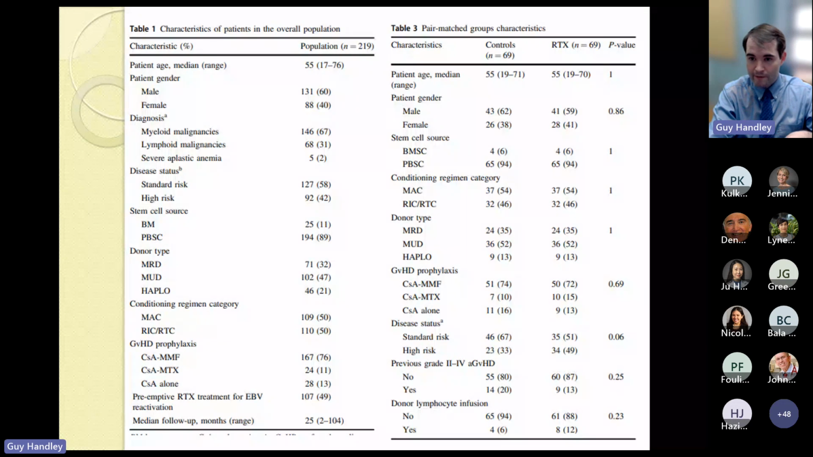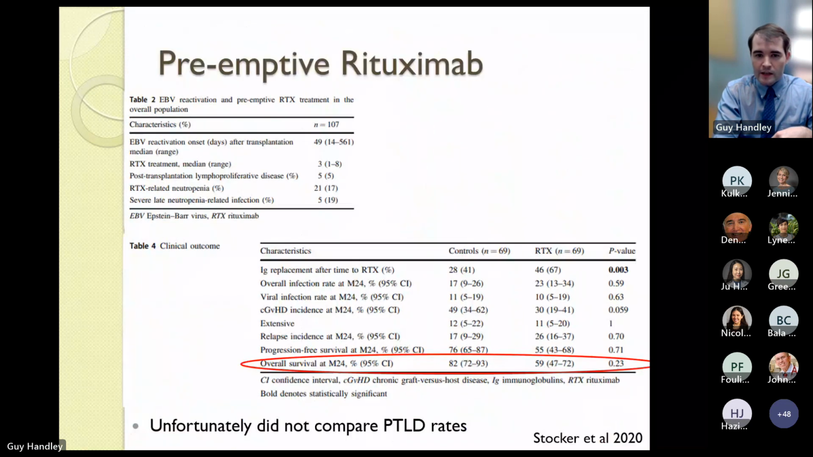Nothing's statistically different. I would highlight the disease status, 3 from the bottom on the right. In the rituximab arm, these were sicker patients, so there were more high-risk patients. It was almost statistically significant. And if you received rituximab, you were more likely to require IVIG and immune globulin replacement. That was statistically significant.